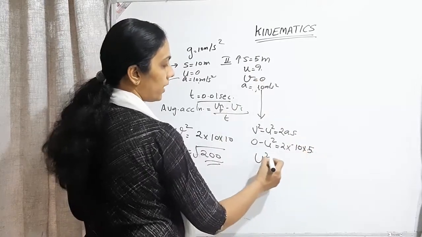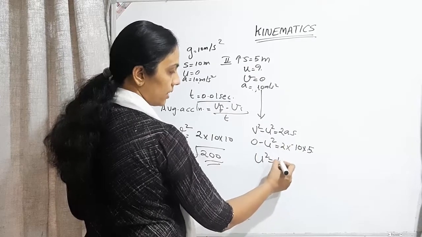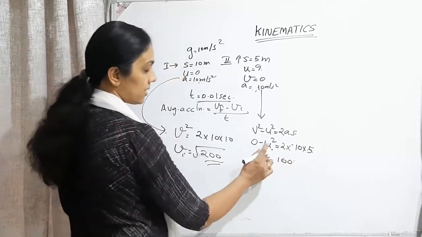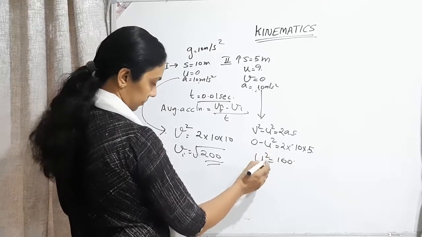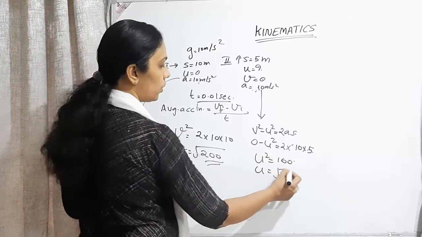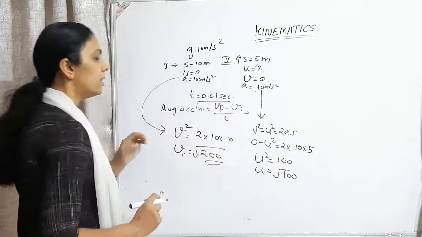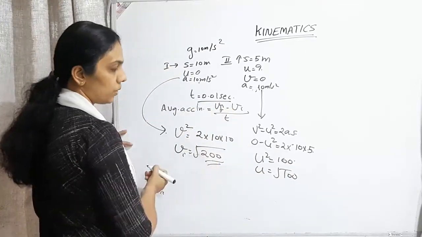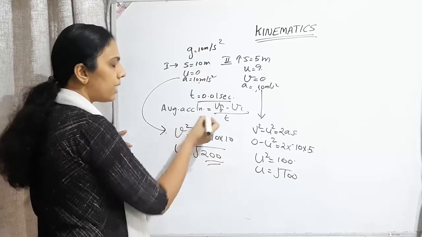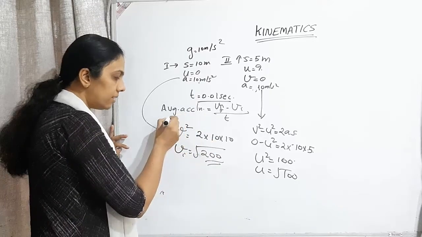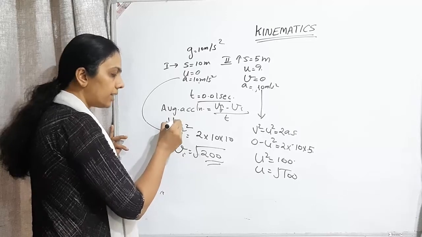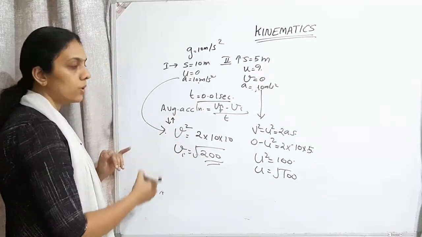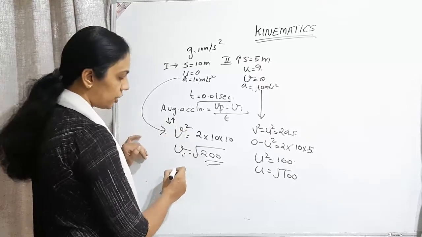So U square, here we are getting it as 100. So here U equals root 100. Here, average acceleration is final velocity minus initial velocity when we are considering. See, one velocity is acting in the downward direction and the other is acting along the opposite direction. So what will be the net velocity which is acting at that position?